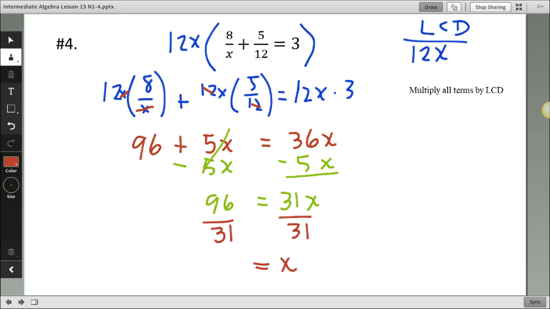And again, unless that simplifies, reduces, becomes a whole number, just leave that improper fraction. I'm perfectly happy with an improper fraction. So 96 over 31 is my final answer. So I hope this helps you with numbers 1 through 4.